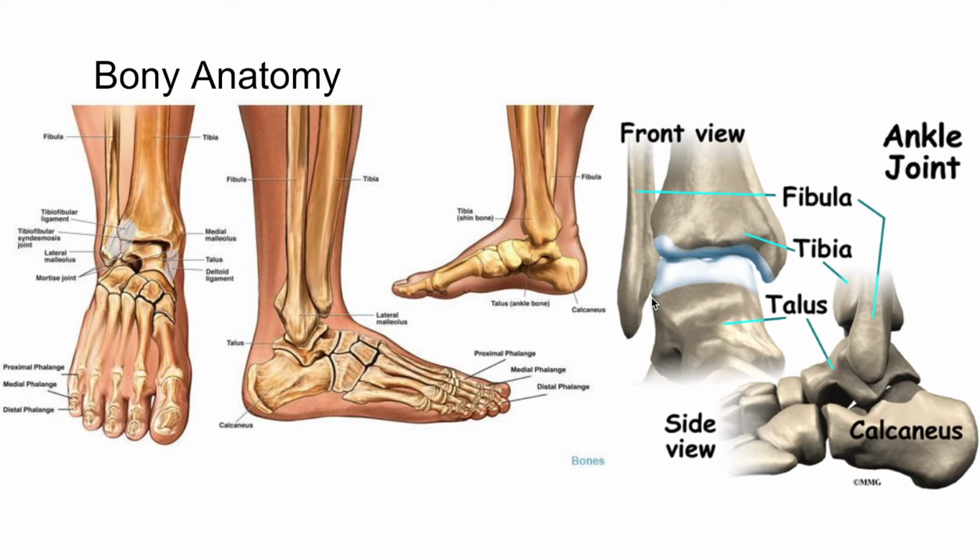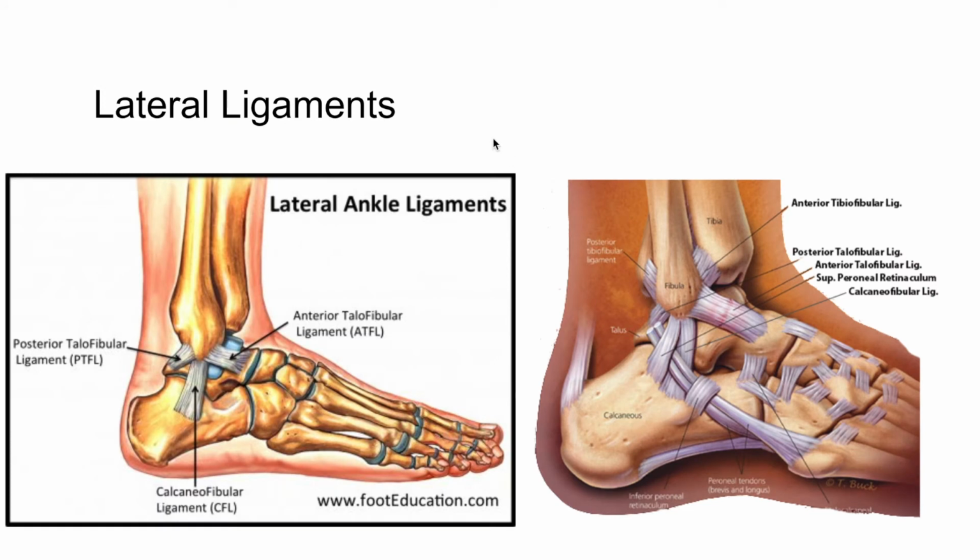Moving on from our bony anatomy, we'll begin discussing the ligaments of the ankle. We'll begin with the lateral ligaments of the ankle. The lateral ligaments of the ankle are important to note because these are often the ones that are injured in general ankle trauma or pathology.